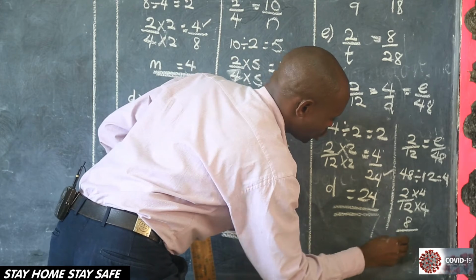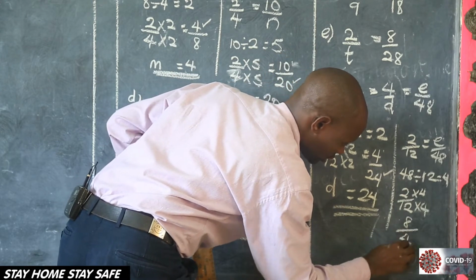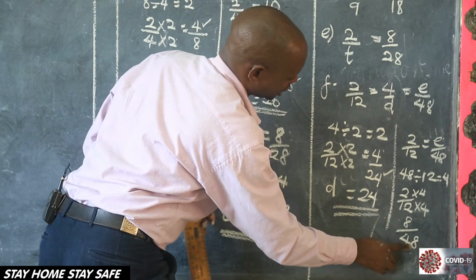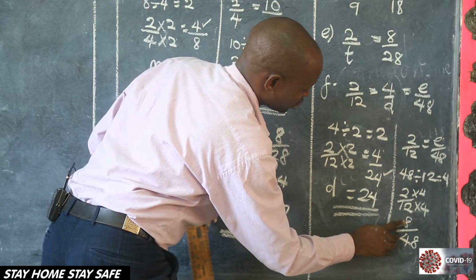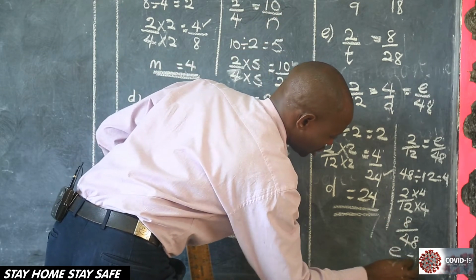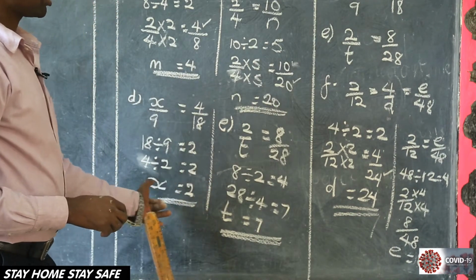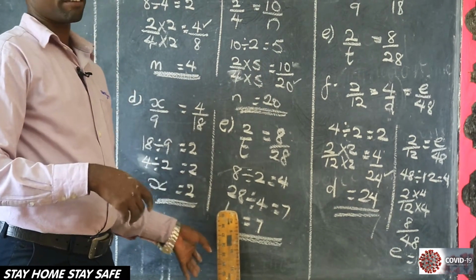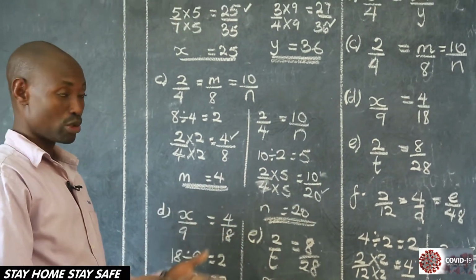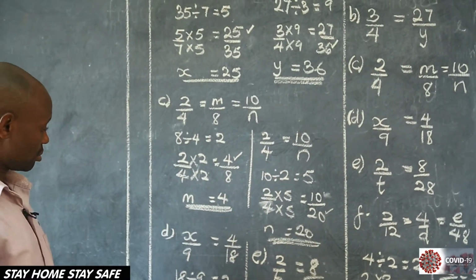12 times 4, you will get 48. 48 is given, therefore we are interested in the numerator. So E is equal to 8. I hope you passed all of these numbers because they were very simple. For those who passed all these numbers, you are so great.